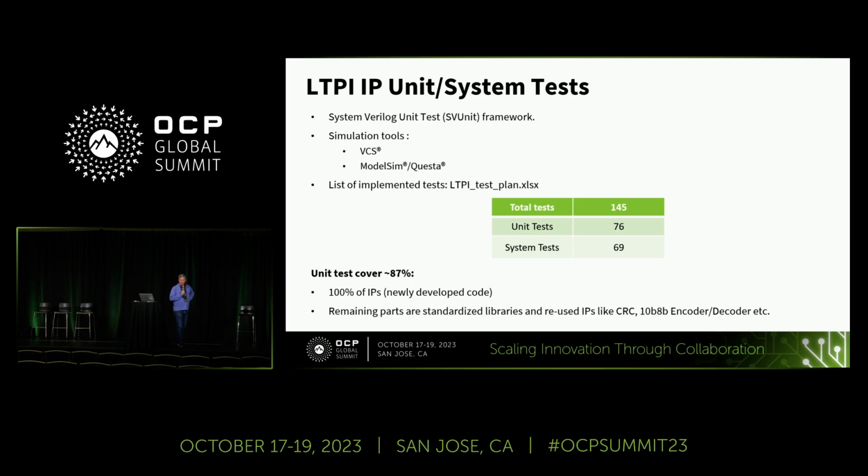Okay. Included in the contribution is simulation support, and the simulations were written in SVUnit, and they can be run using either VCS or ModelSim Questa Sim. You can see there's quite a bit of test coverage there. All the new code has 100% test coverage. There's a few modules that are just IP, like the CRC and 8B10B encoder and decoder. Those don't have full coverage, but they're well-tested pieces of code.